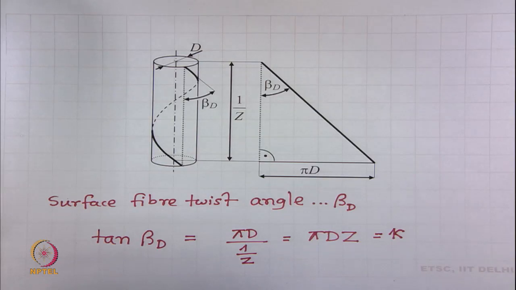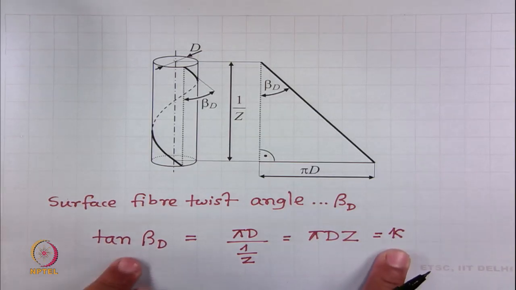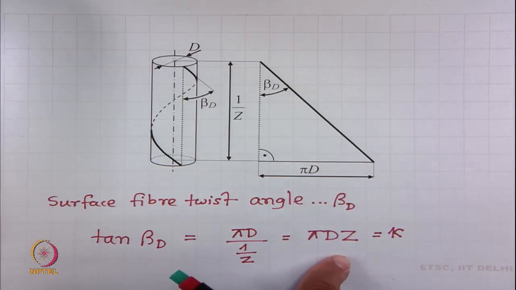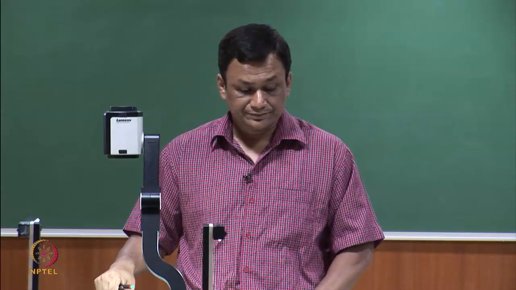So, what we see is that twist intensity is equal to the tangent of the surface fiber twist angle. This is the physical meaning of twist intensity. Twist intensity means the tangent of the twist angle that a peripheral fiber makes from the yarn axis. Later on you will see that this variable pi d z is very important from the point of view of the physical behavior of yarn.